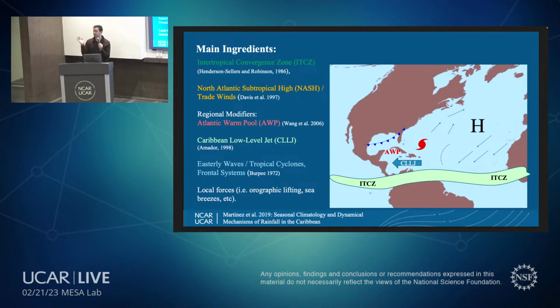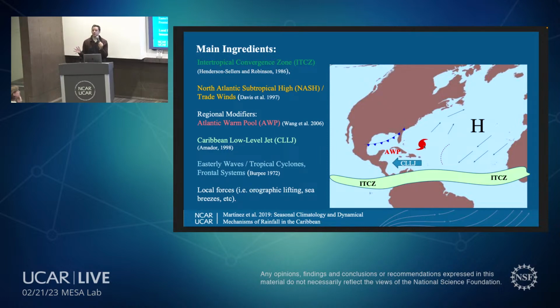And then finally, you have some transient features, which I found in my study to be marginal impact on the mean state of the rainfall cycle. Those can be the easterly waves that move from West Africa and can develop tropical cyclones, as well as cold fronts from the mid-latitudes that can influence parts of the Caribbean basin. So as you can see, there's a lot of features, including the localized forcings like sea breezes as well.